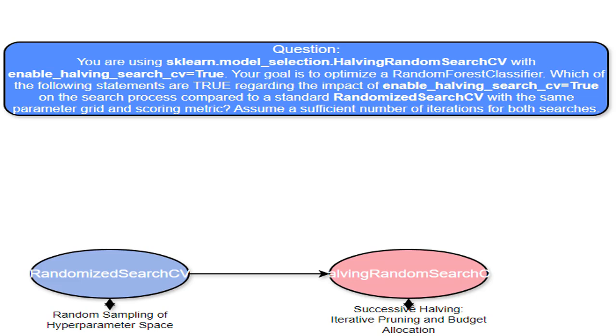RandomizedSearchCV with HalvingRandomSearchCV. This line simply names the standard scikit-learn algorithm that explores hyperparameter space through random sampling. It's a baseline method which I will compare HalvingRandomSearchCV against. This explicitly names the algorithm being studied, which uses successive halving, a more sophisticated technique than simple random sampling. This is the smarter algorithm which I am highlighting throughout this question.